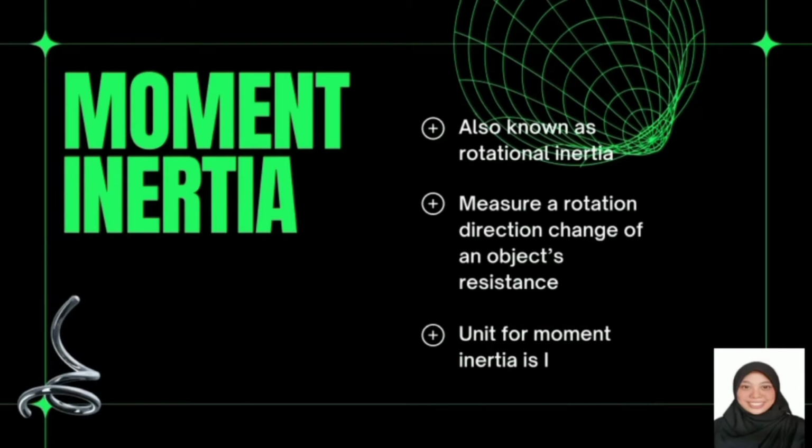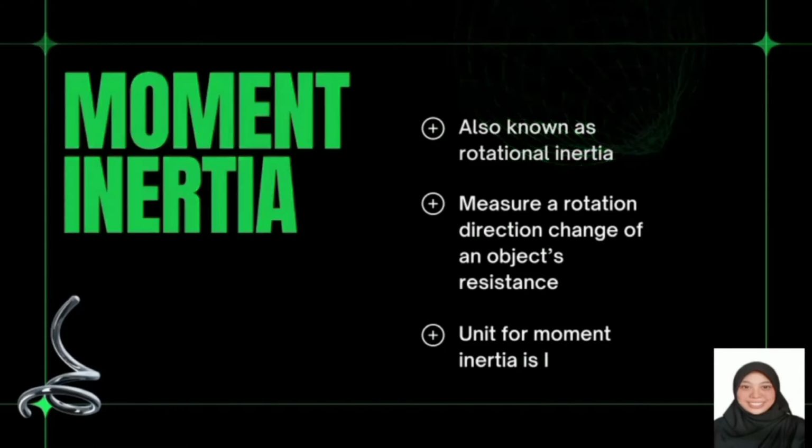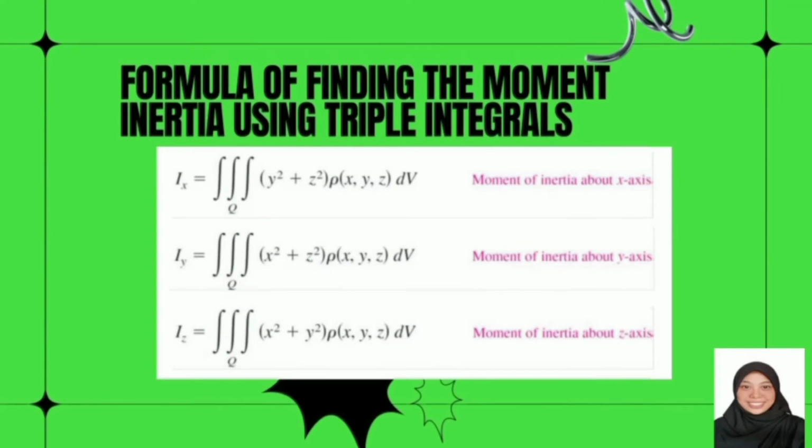Next is moment of inertia. Moment of inertia is also known as rotational inertia. It is to measure an object's resistance to a change in rotation direction. And the unit for moment of inertia is I. This is the formula for finding the moment of inertia using triple integrals.